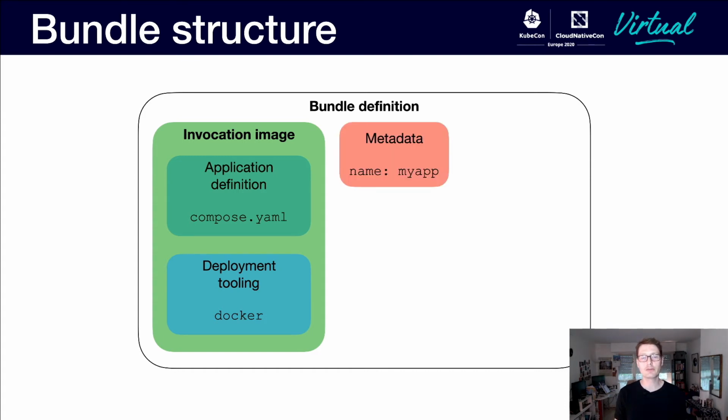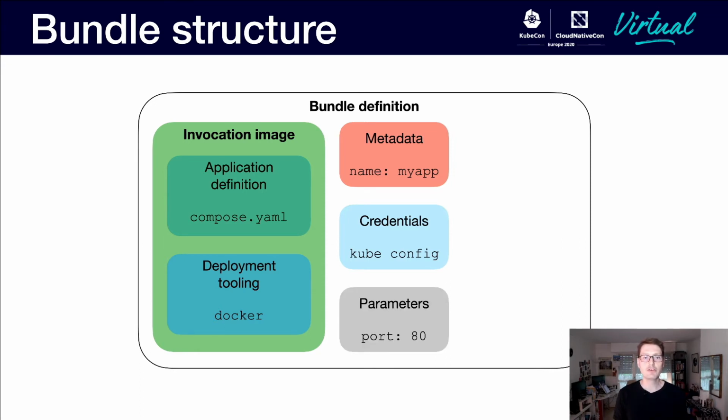We also then have some metadata about the application, so things like a name, the author, version, and so on. We have a list of credentials required to deploy the application. So this is a way that the bundle can communicate what permissions and things like that it needs for the deployment and management of the application.